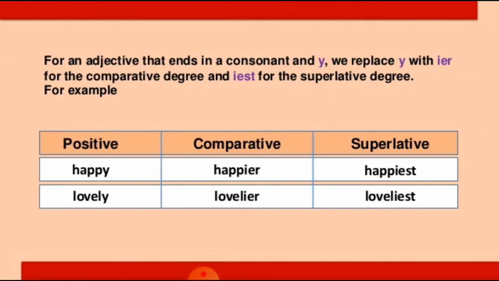And an adjective that ends in a consonant and y. If there is a consonant and y at the end, we replace y with ier for comparative degree and iest for the superlative degree. Happy, happier, happiest. Y is replaced by ier in comparative degree and iest in superlative degree. Lovely, lovelier, loveliest.